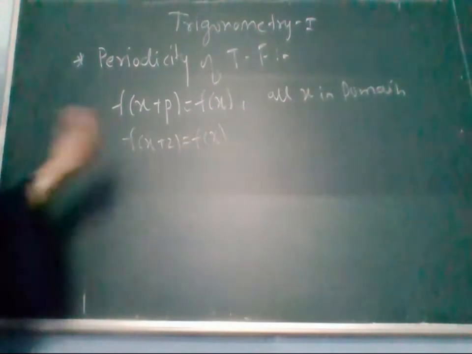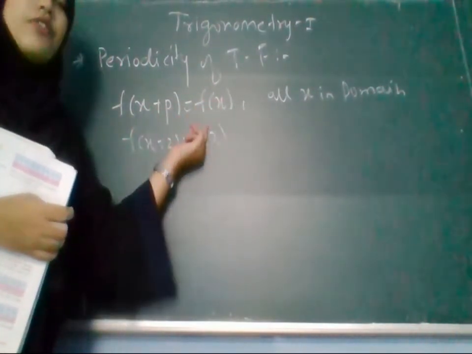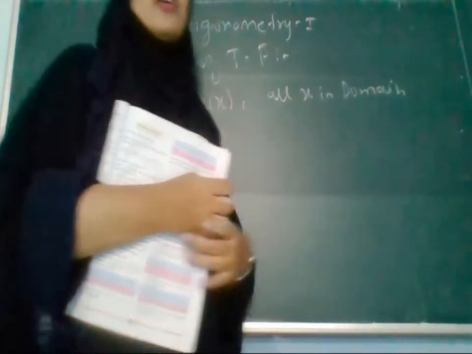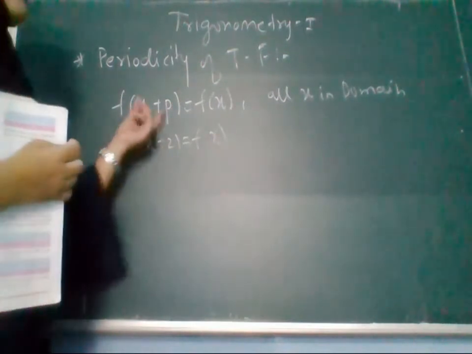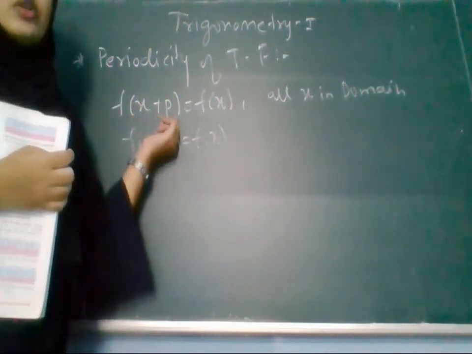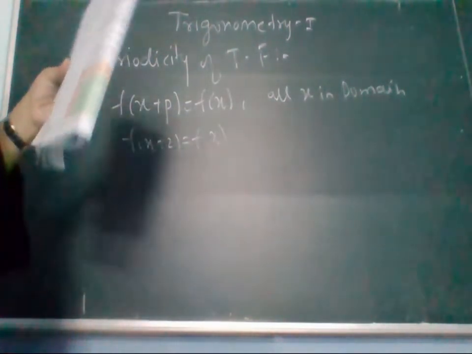So if you add 2, the constant p, it doesn't affect the value of the function, and it holds for every element in your domain. Then that type of function is called a periodic function with the period p, not 2, with the period p.